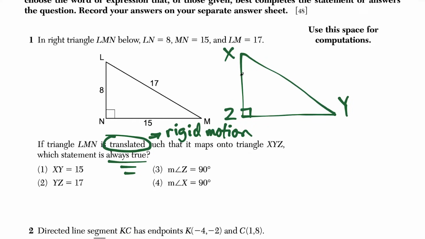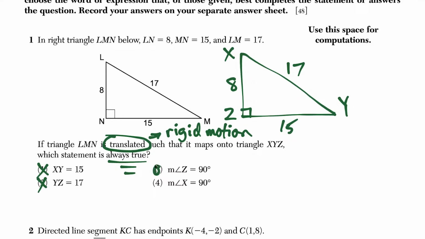So now what we could say is XZ is also 8 units long. The bottom side here, YZ, is also 15 units long, and then the hypotenuse XY matches this hypotenuse, so we could put a 17 here. And now we want to know which statement is always true. Well, XY equals 15 is not always true. And then we could look next, YZ is equal to 15, but this is saying 17, so this answer is out. And then we have the measure of angle Z is 90 degrees.